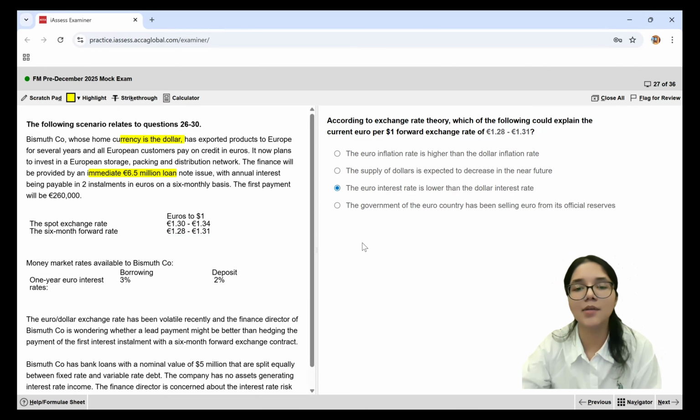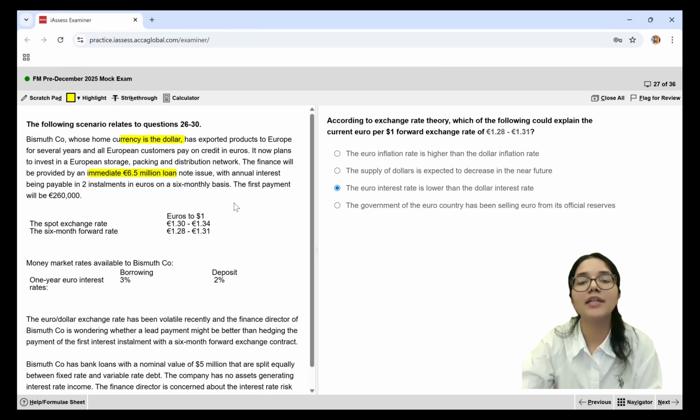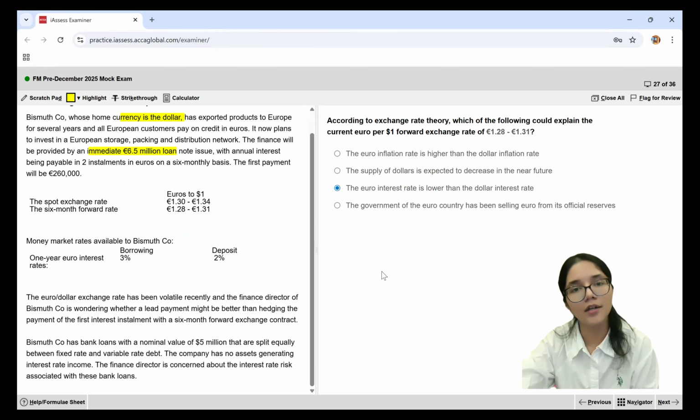Let's have a look at the last statement also. The government of the euro country has been selling euros from the official reserves. If the government keeps on selling euros, that will increase the supply of euros in the market. Whenever something is increasing in supply, the value tends to fall. But here the opposite has happened. Euros have actually appreciated; their value has actually increased. So the fourth statement cannot be the explanation over here. It's only the third statement which is the correct explanation of the strengthening of the euro.